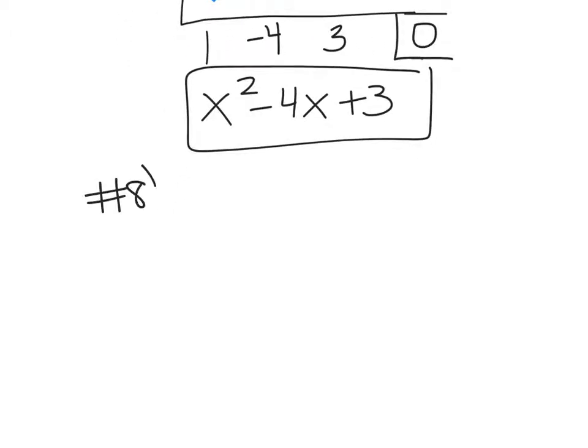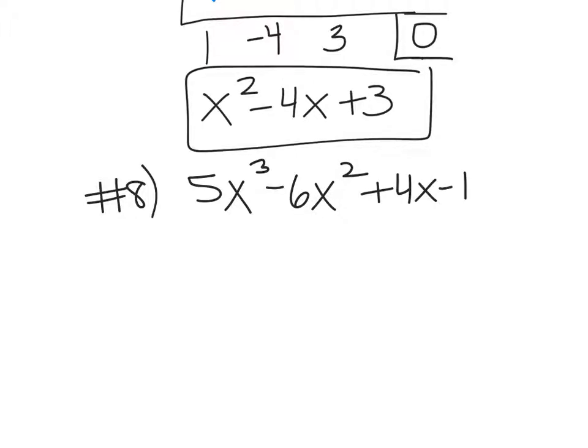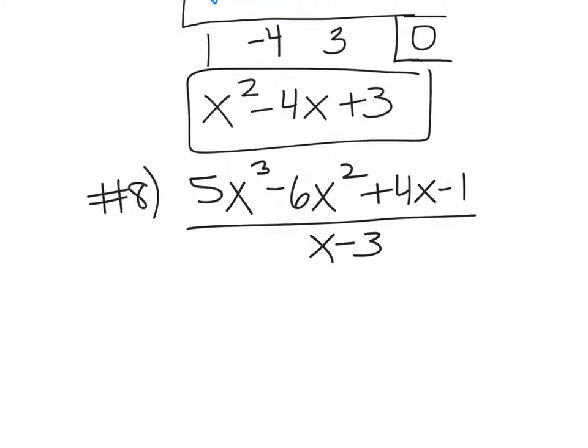Number 8. Take 5x cubed minus 6x squared plus 4x minus 1. We're going to divide it by x minus 3. It's just a different way to write it. It just means that polynomial divided by that one. Okay? You try this one. Try it all by yourself. You got this.